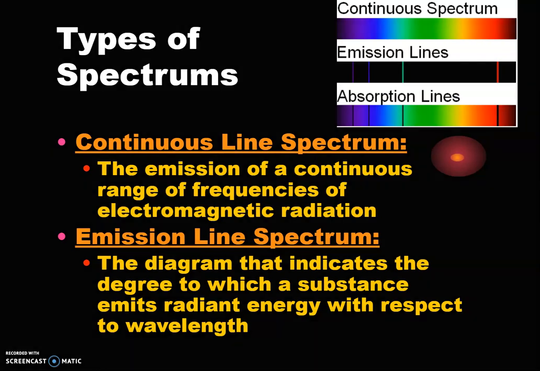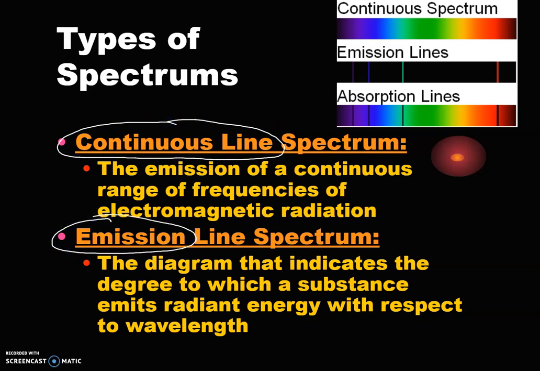There are two major types of spectra: continuous spectra and emission spectra. The continuous spectrum is going to be that of sunlight, and that is going to be that continuous range of frequencies. So you see every single shade of red, orange, yellow, green, blue, and violet, and indigo too.